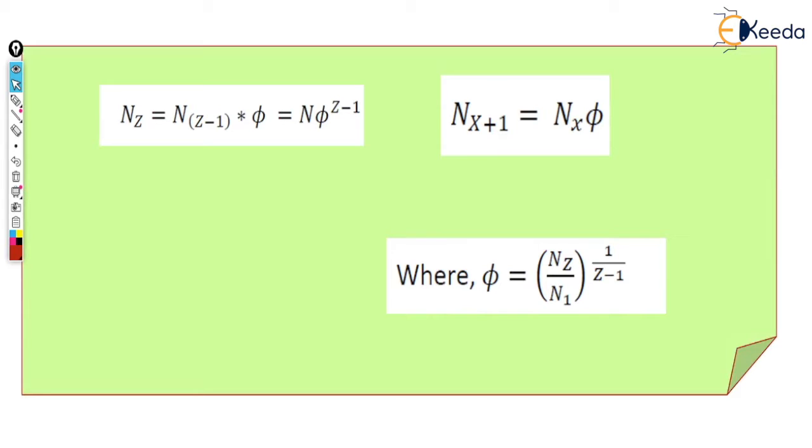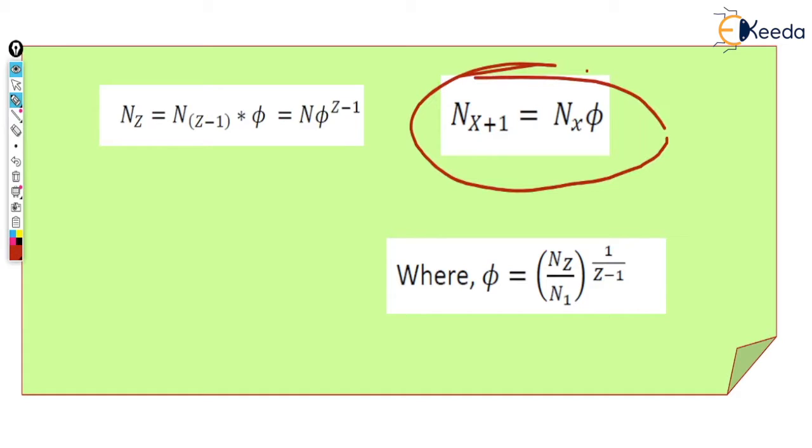How can we write an example of a geometric progression? Here n(x+1) is equal to n(x) into phi, where phi is the geometric progression ratio. Suppose n(x) is the first speed, x equal to 1. Then n(x) is the first speed n1 and n(x+1) is the second speed.